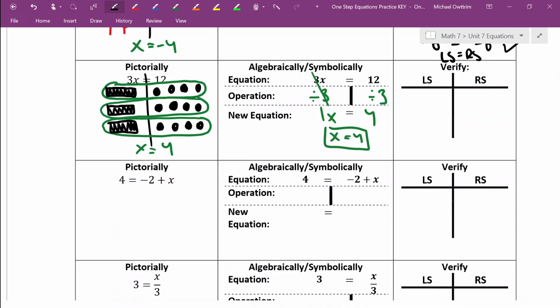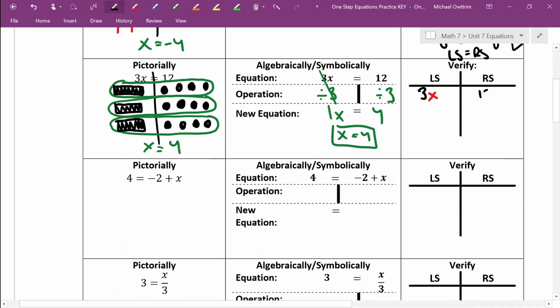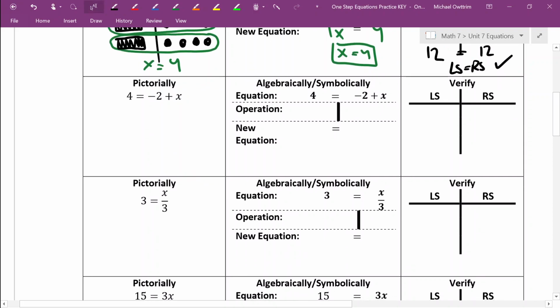In terms of my verification, the equation was that 3 times whatever x is should be the value 12. I think that x is the number 4, so I'll substitute that in. And 3 times 4 gives me 12. The right side was 12, so indeed the left side is equal to the right side. Let's take a look at the next one.